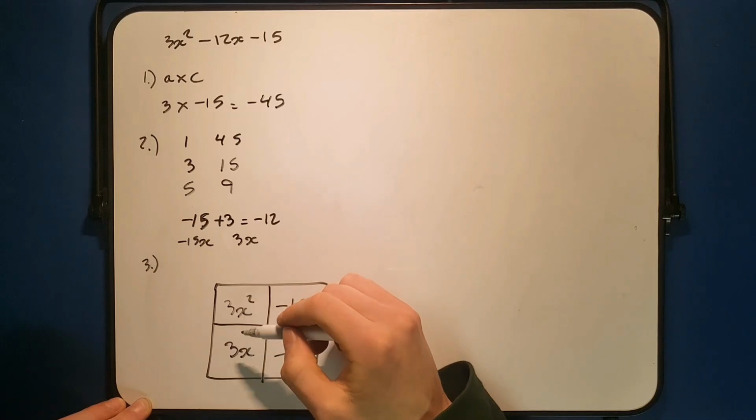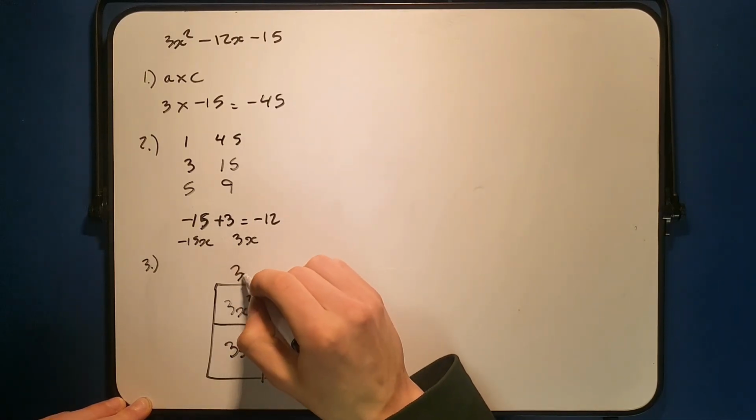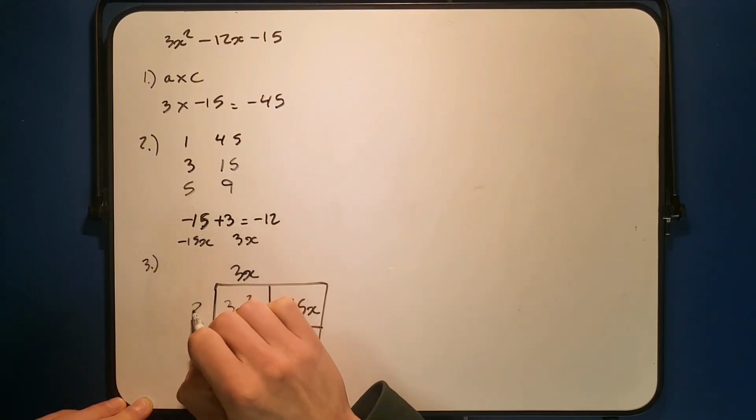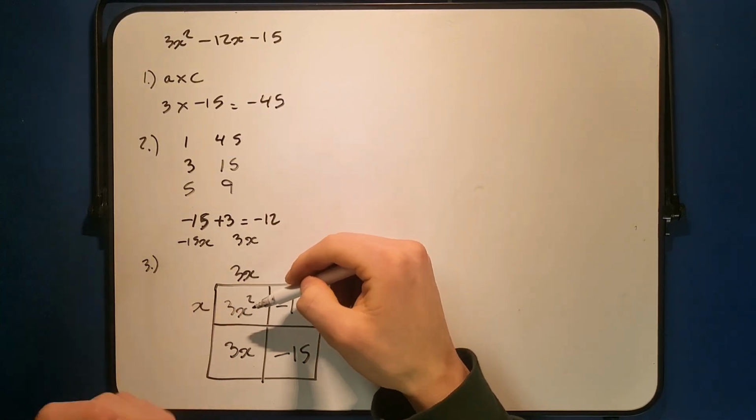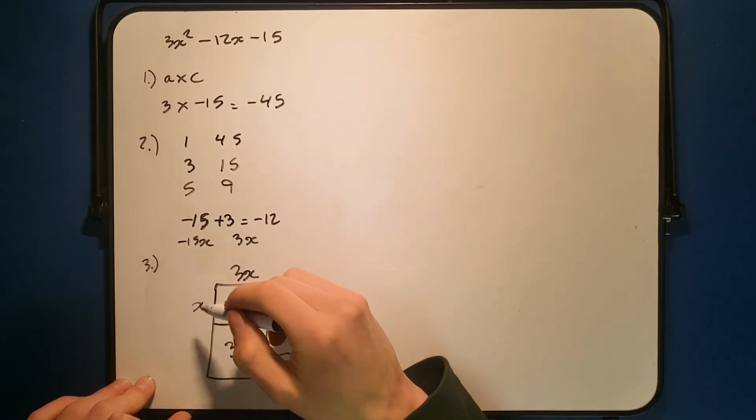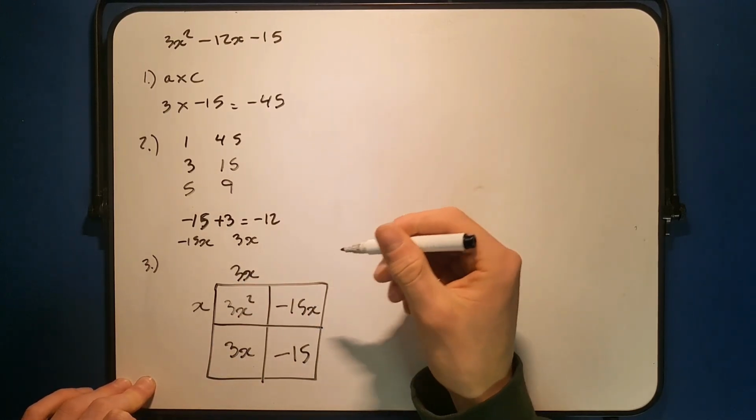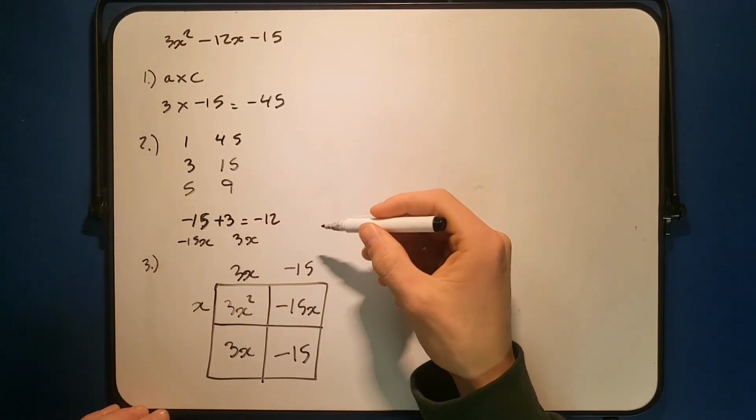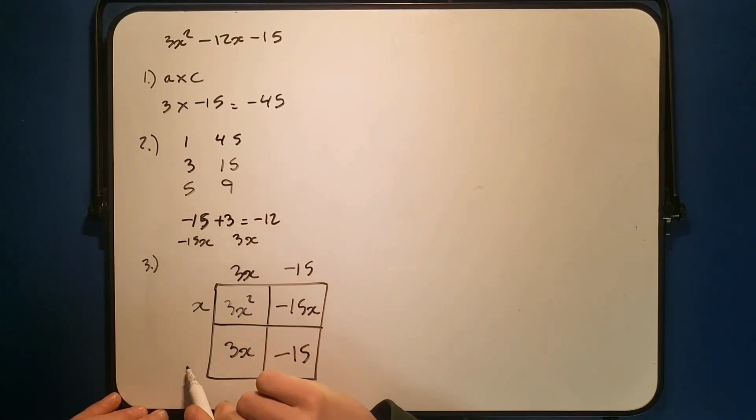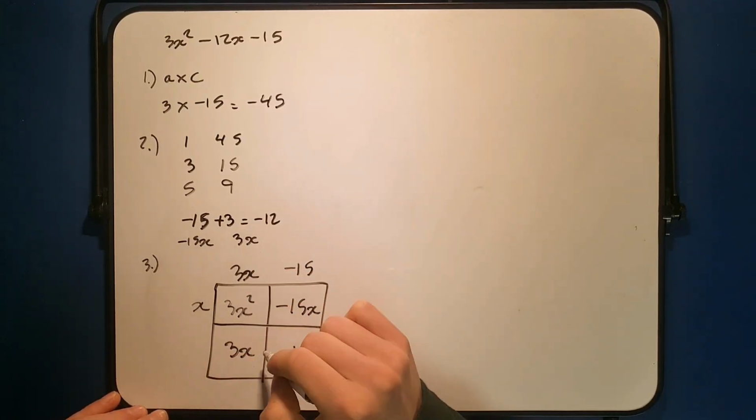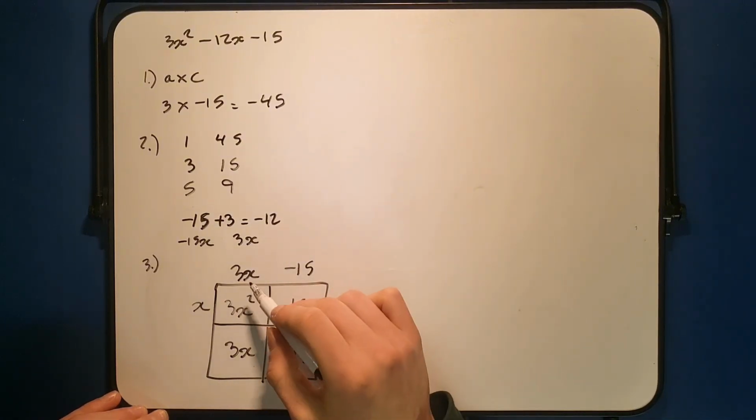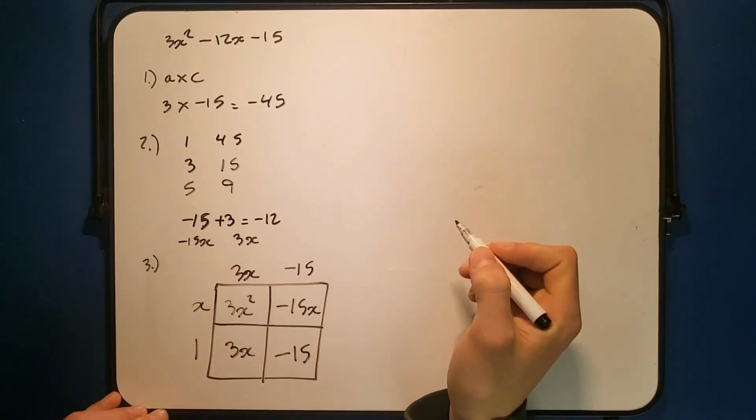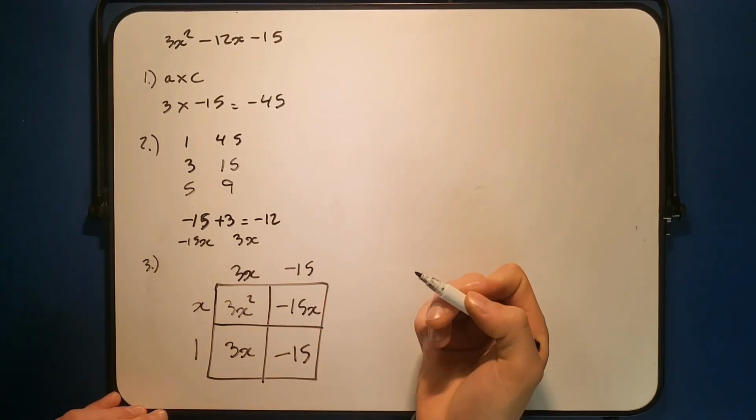So 3x squared and 3x, what do they have in common? Well, 3x. 3x times by what number on the left gives us 3x squared? Well, that gives us x. 3x times by x, 3x squared. That's correct. Now, what number times by x gives us minus 15x? So that has to be minus 15. These two numbers give us this number. That's correct. And 3x times by what number is 3x? Well, if we are multiplying and getting the same result, we must be multiplying by 1. So this will be 1 right here. And 1 times by minus 15 is minus 15.